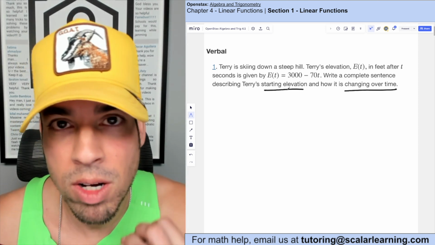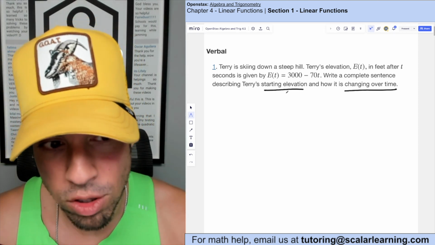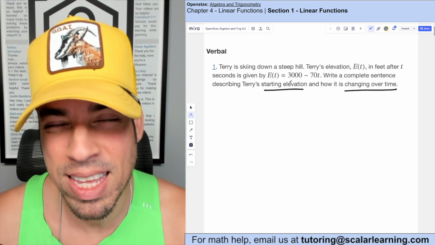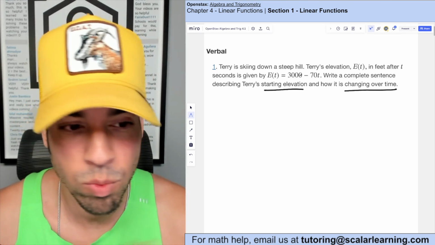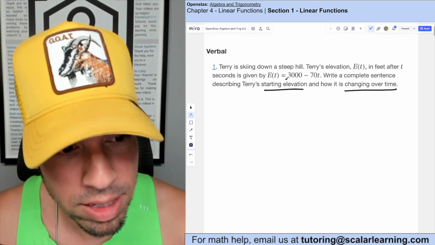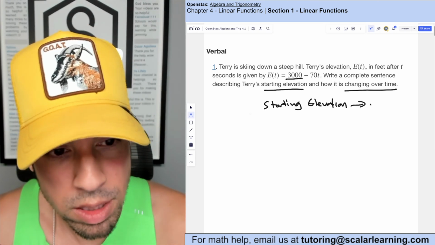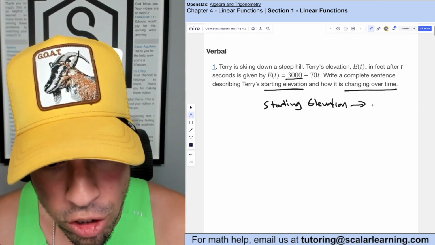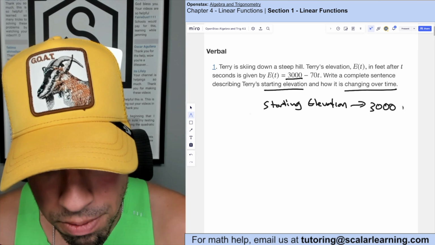So when we're talking about a starting point, an initial value, for a linear equation, it's always going to be that constant that's just standing alone without a variable. And in that case, that's going to be the 3,000. So we can say that the starting elevation was at 3,000 feet.